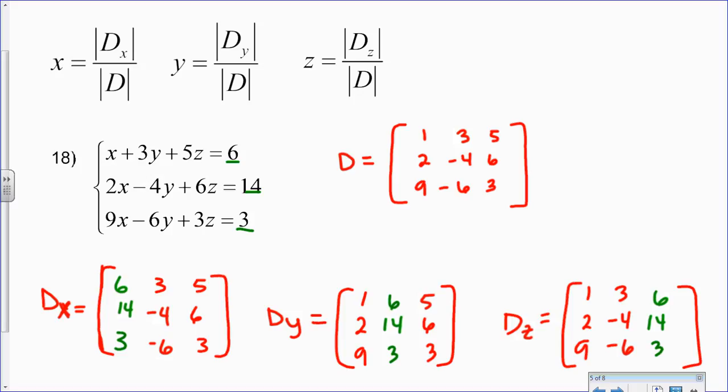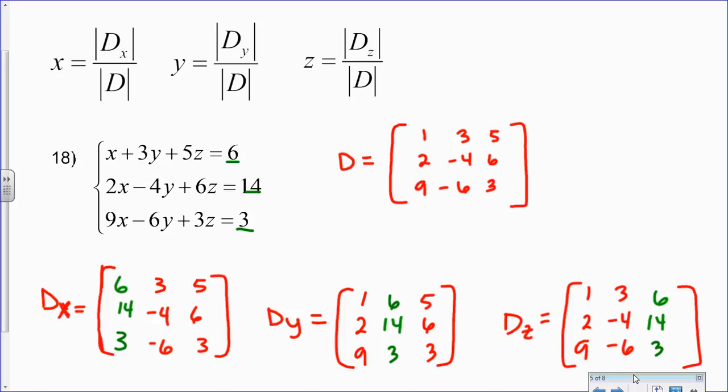Okay, so I need to find the determinants. Finding the determinant of a 3 by 3, that's what we did on Monday. You could do the expansion by minors or the column rotation shortcut method. I do want to practice it by hand, doing one of those two for D, and then I'll show you dx, dy, and dz on the calculator to save us some time, because we're going to have to find 4 determinants. That'll take a long time to do all by hand.